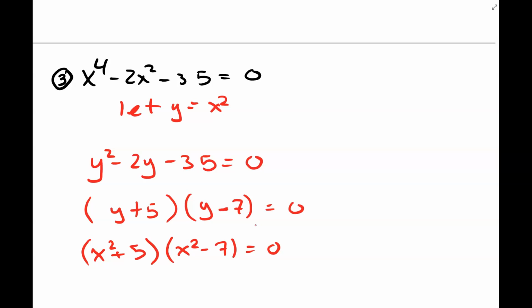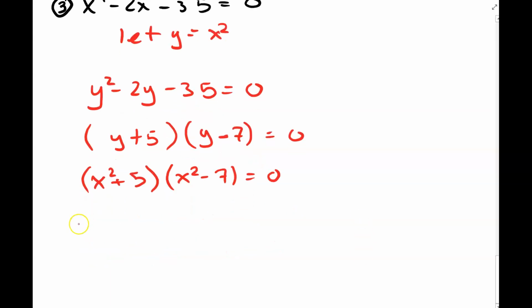x squared minus 7. The minus sign makes me think yes. 7 makes me think no. Good. So it could be a difference of 2 squares. The first term is something squared, and it's minus, but 7 isn't something squared. So we're done. Good. So we'll then just set each of these two equal to 0.